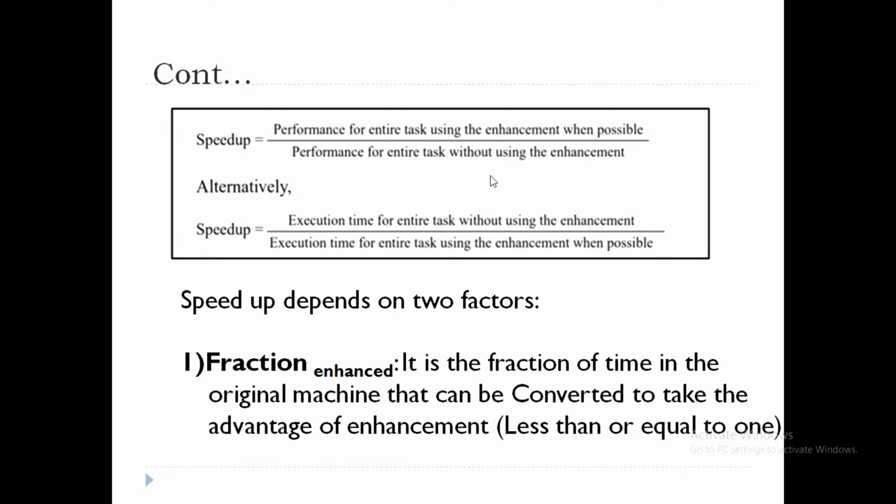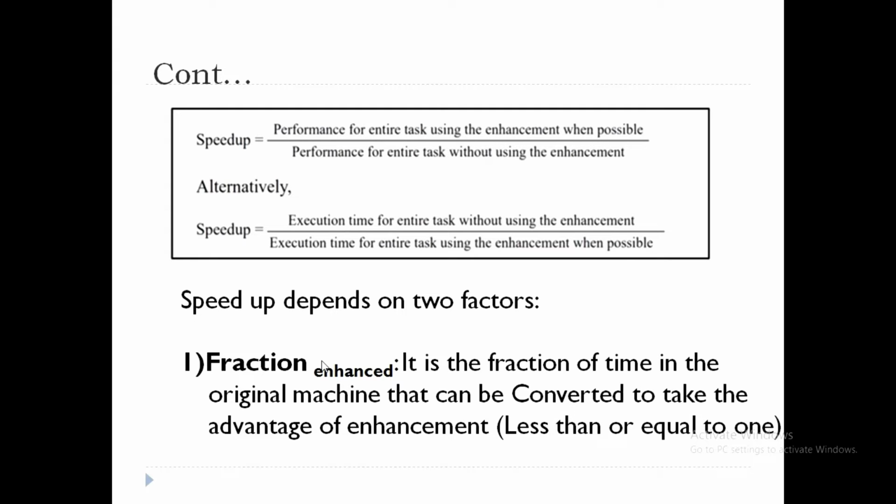The execution time is inversely proportional to the performance, so instead of performance you can use the execution time. This comes as: execution time for the entire task without using the enhancement, divided by the execution time for the entire task using the enhancement when possible, because performance is the reciprocal of execution time. The speedup also depends on two other factors: first, fraction enhanced, and next, speedup enhanced.